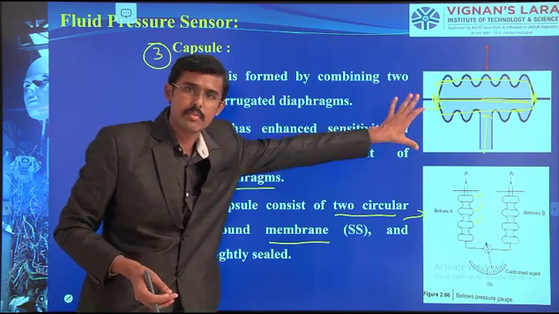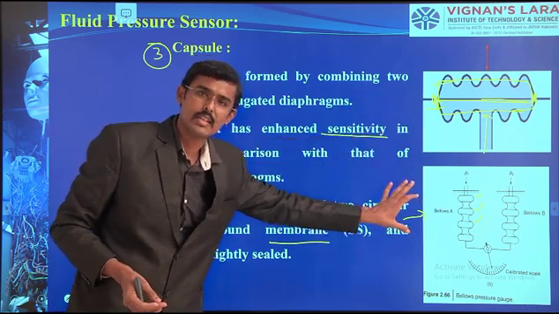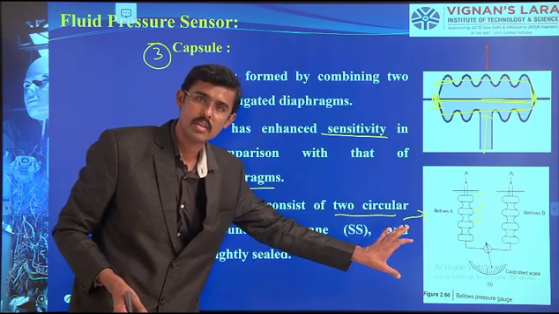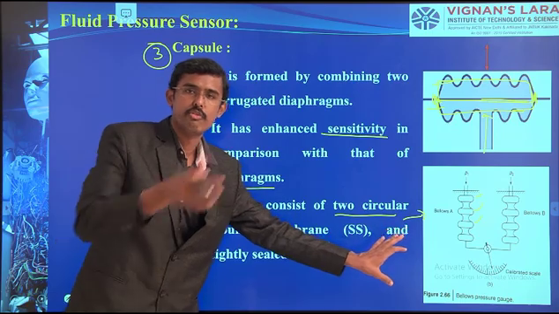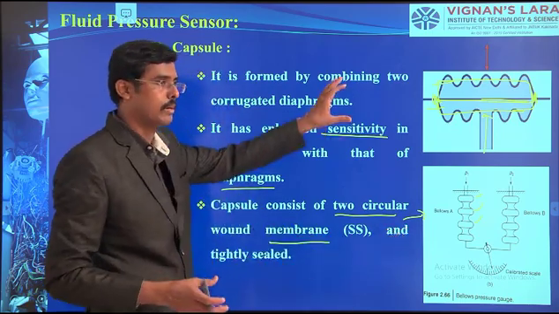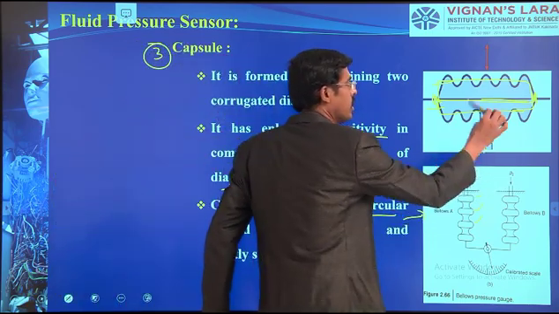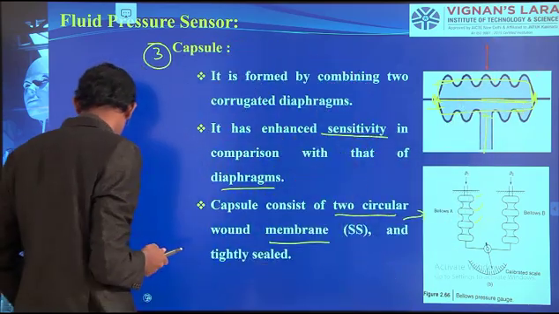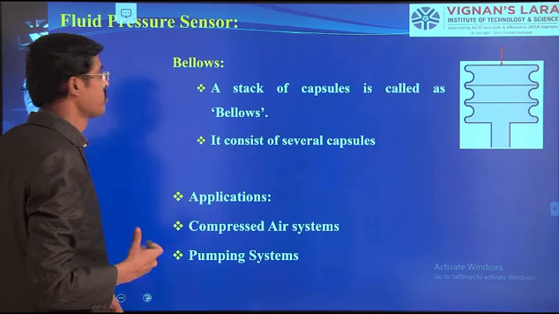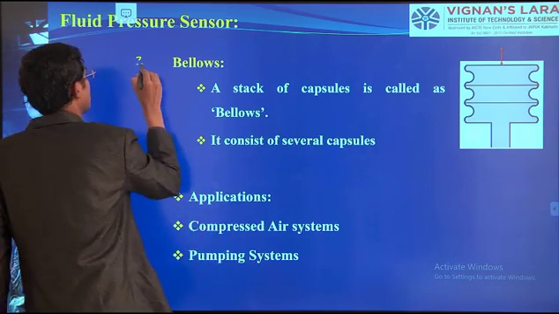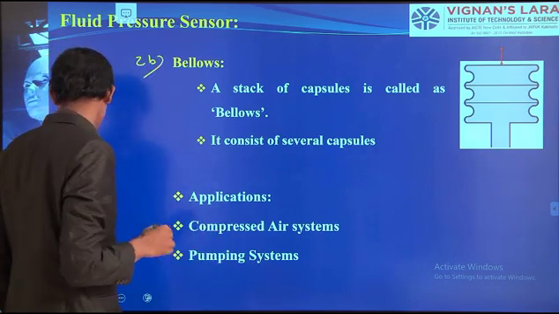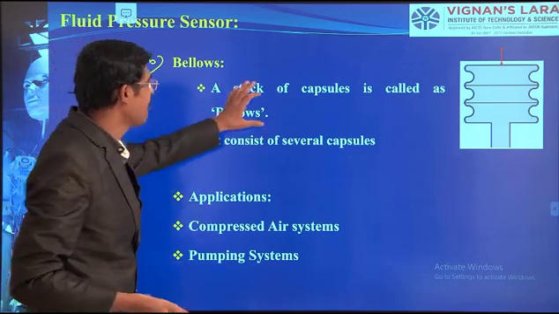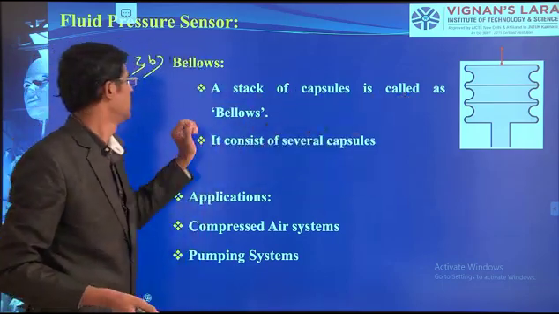So these capsules are attached to the bellows, and similar patterns we are going to use for the measurement of fluid pressure. When we apply load to the capsule, the change occurs, and we can measure it with the strain gauges. A stack of capsules is called a bellows.